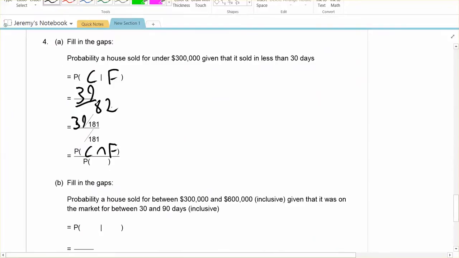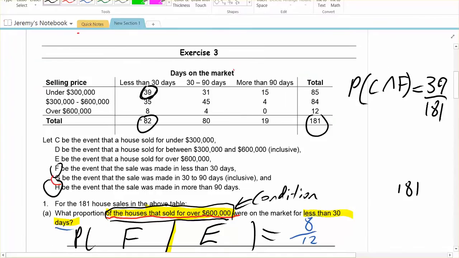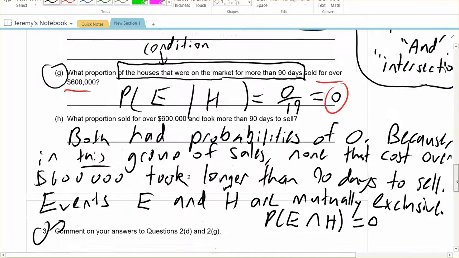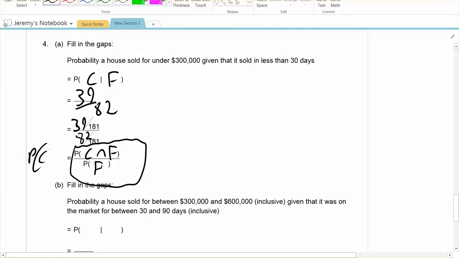Now, it's out of 82 though, isn't it? Why is it out of 82? Well, it's given that it sold fast, given that it sold in less than 30 days. So that 82, what does that represent? Well, 82 out of 181, that would be the probability of a house selling in less than 30 days. So selling fast. So the probability of F would be 82 out of 181. So we get this kind of formula here, that the probability of C given F can be worked out as the probability of C and F divided by the probability of F.